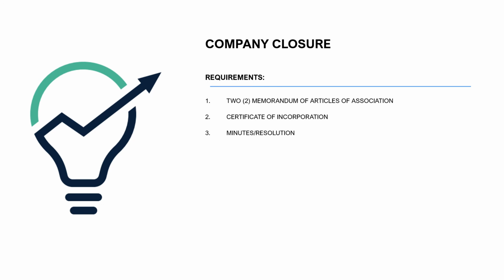When closing a company, you have to have the minutes or resolution which is signed by the existing directors, produce the original certificate of incorporation, and also the 2 memorandum of articles of association.